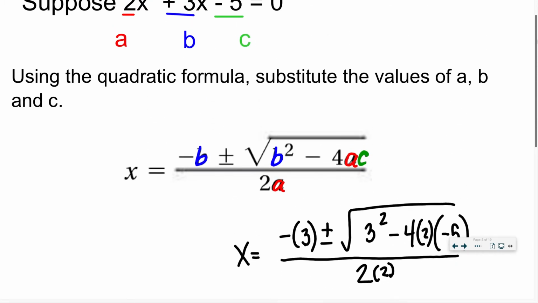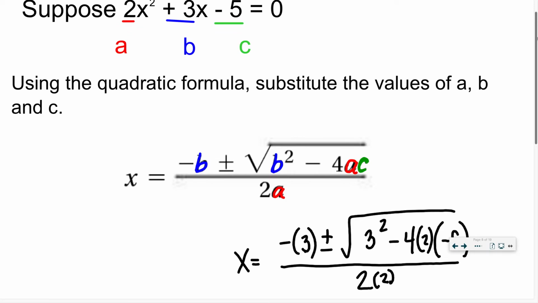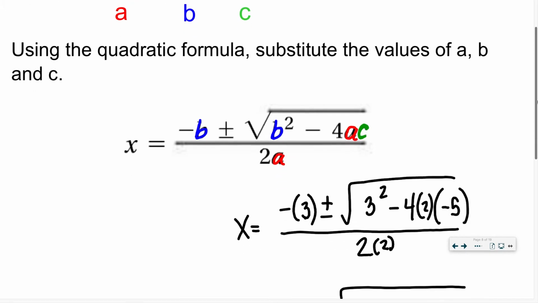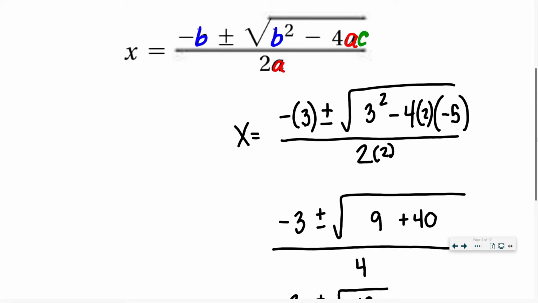So all the way back. Our original equation was 2x squared, so our A value is just the 2. Our B was a +3, and our C was -5. I took that A, B, and C value and just plugged them in to this formula. Anywhere I saw a B, I put in a 3, here and here. Anywhere I saw an A, I put in a 2, here and here.